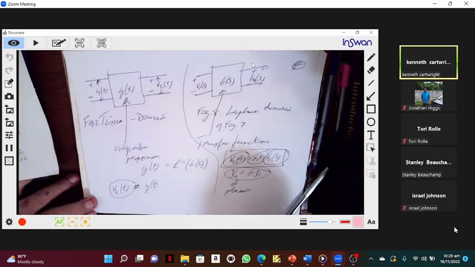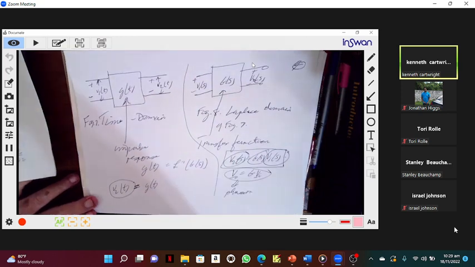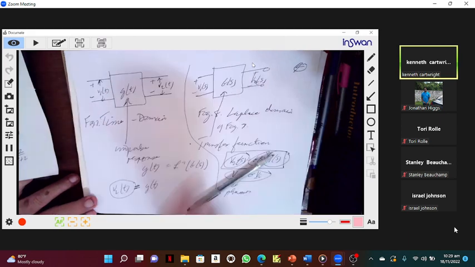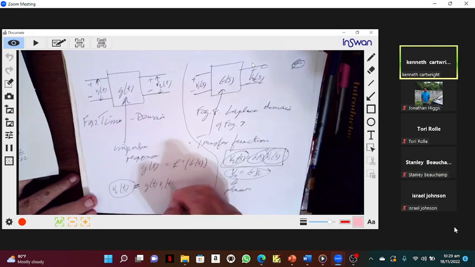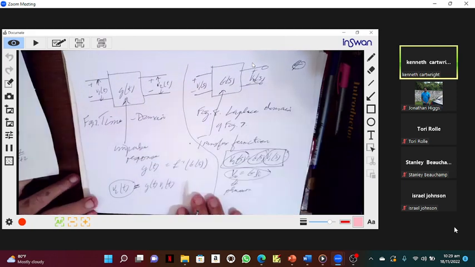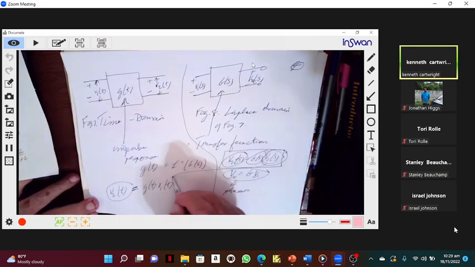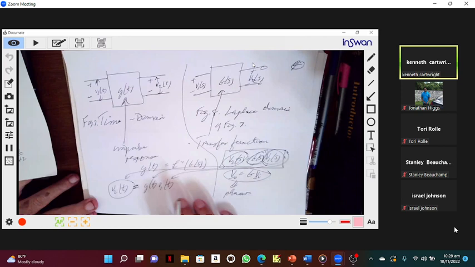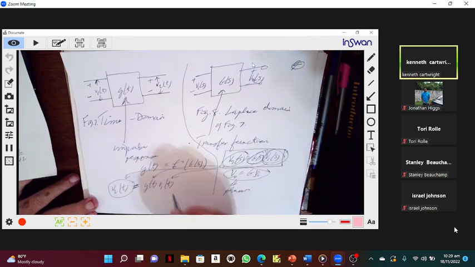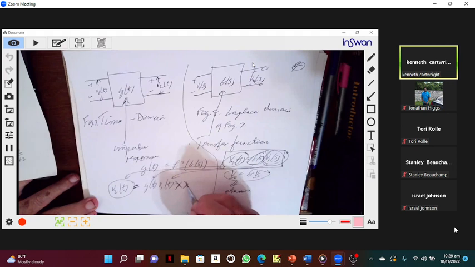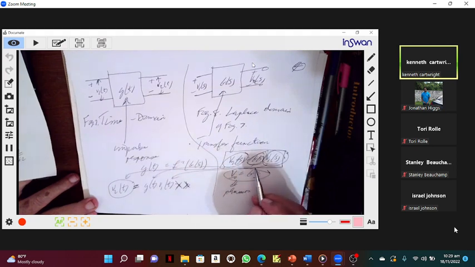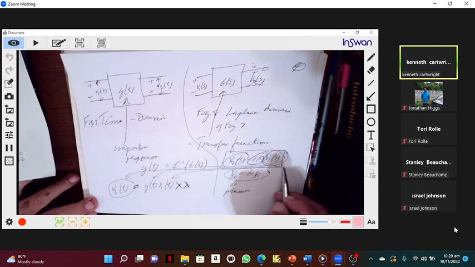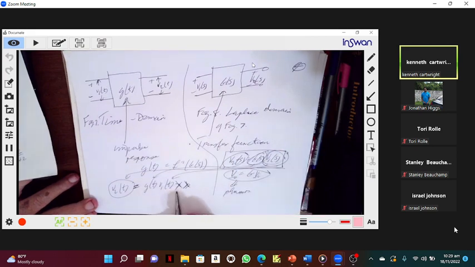So here's what I expected you to say. Every other class I have ever taught, and I've taught this course for the past 30 years, has told me V2 of t is G of t times V1 of t. And I totally understand why they said that, because V1 of S corresponds to V1 of t, G of S corresponds to G of t, and V2 of S corresponds to V2 of t. Unfortunately, this is wrong. Why? Multiplication in the Laplace domain is not multiplication in the time domain.